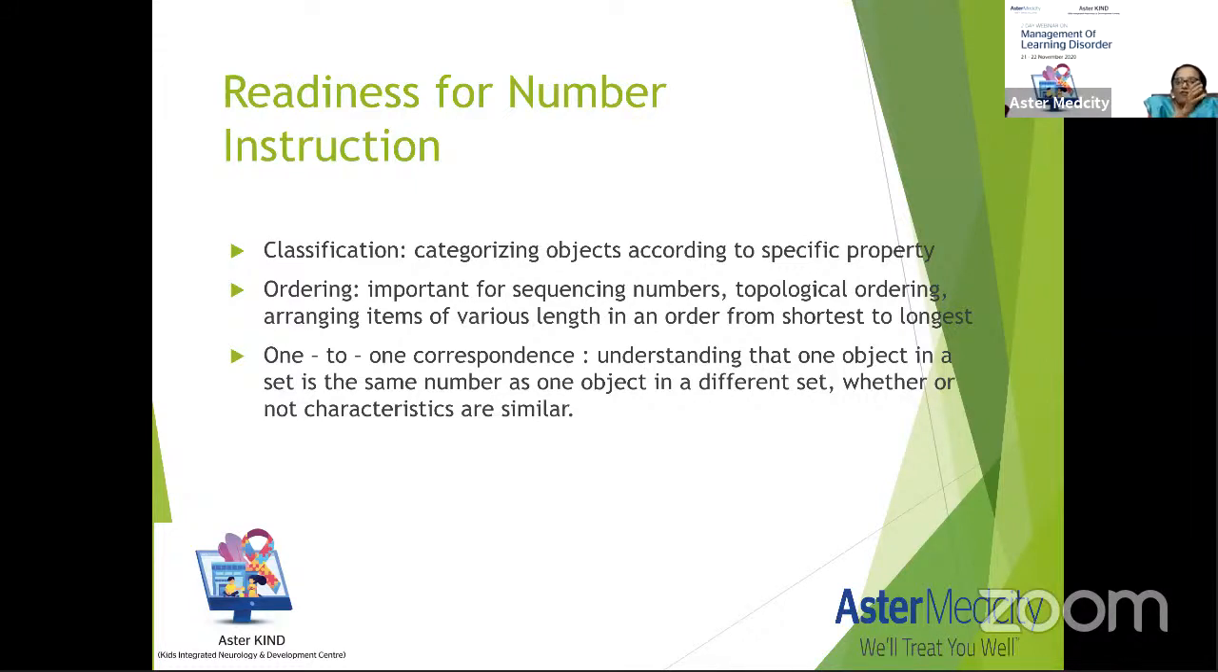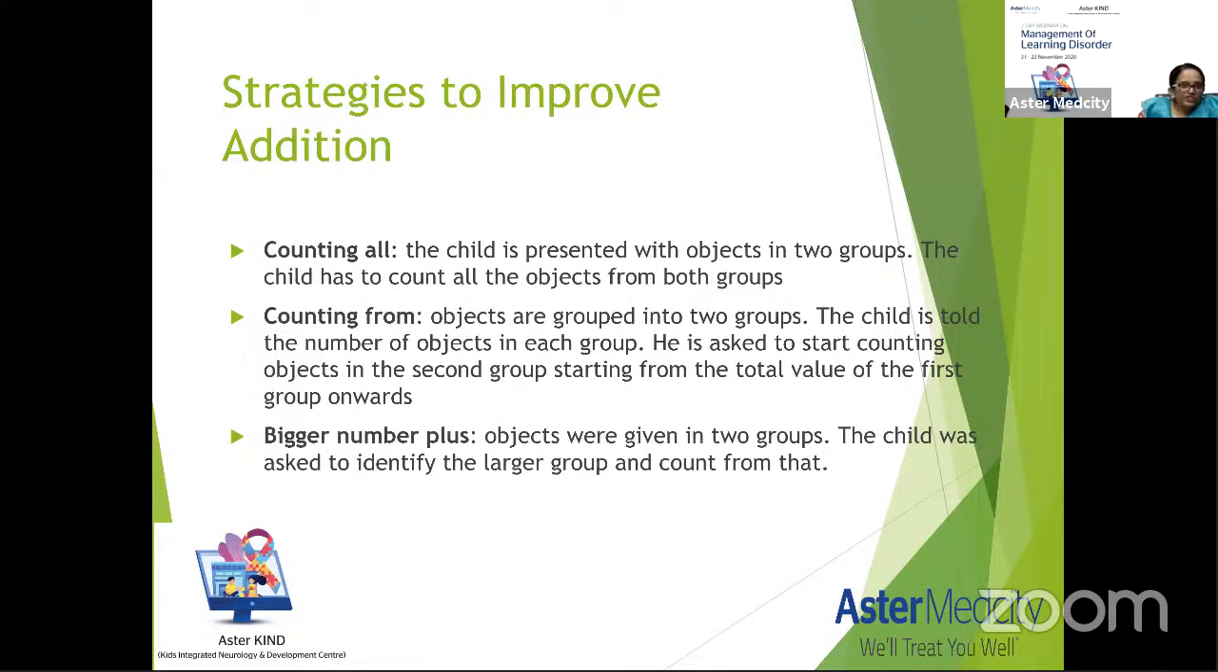And then one-to-one correspondence. If we put five small pebbles in a jar, and in another jar put five bigger pebbles, the same amount, and ask the child whether both jars contain the same amount of things, if they understood one-to-one correspondence, they will say yes. How each one is related is what makes one-to-one correspondence important in math. Now, strategies for addition: there are three main strategies.